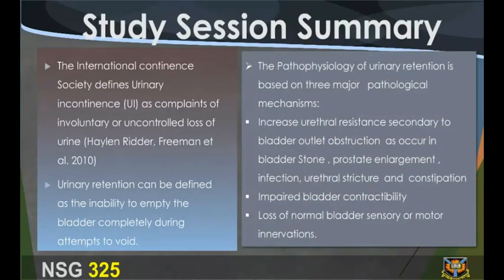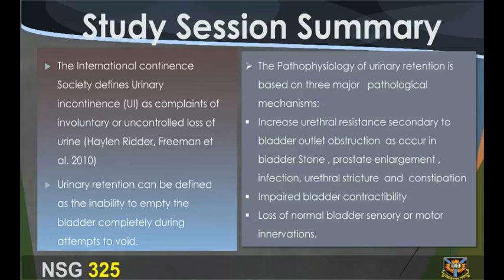Study session summary. The International Continence Society defines urinary incontinence as a complaint of involuntary or uncontrolled loss of urine. Urine retention can be defined as the inability to empty the bladder completely during attempts to void.